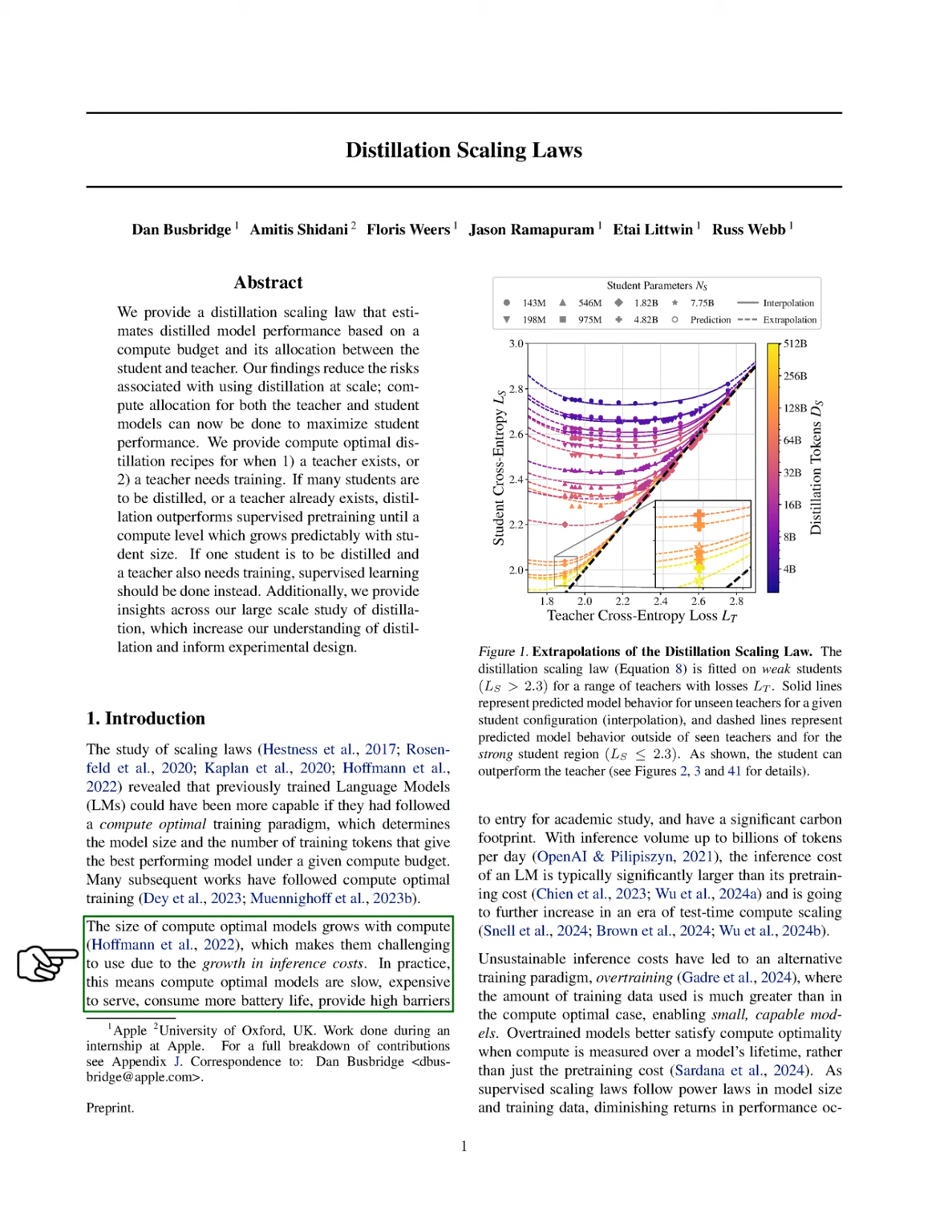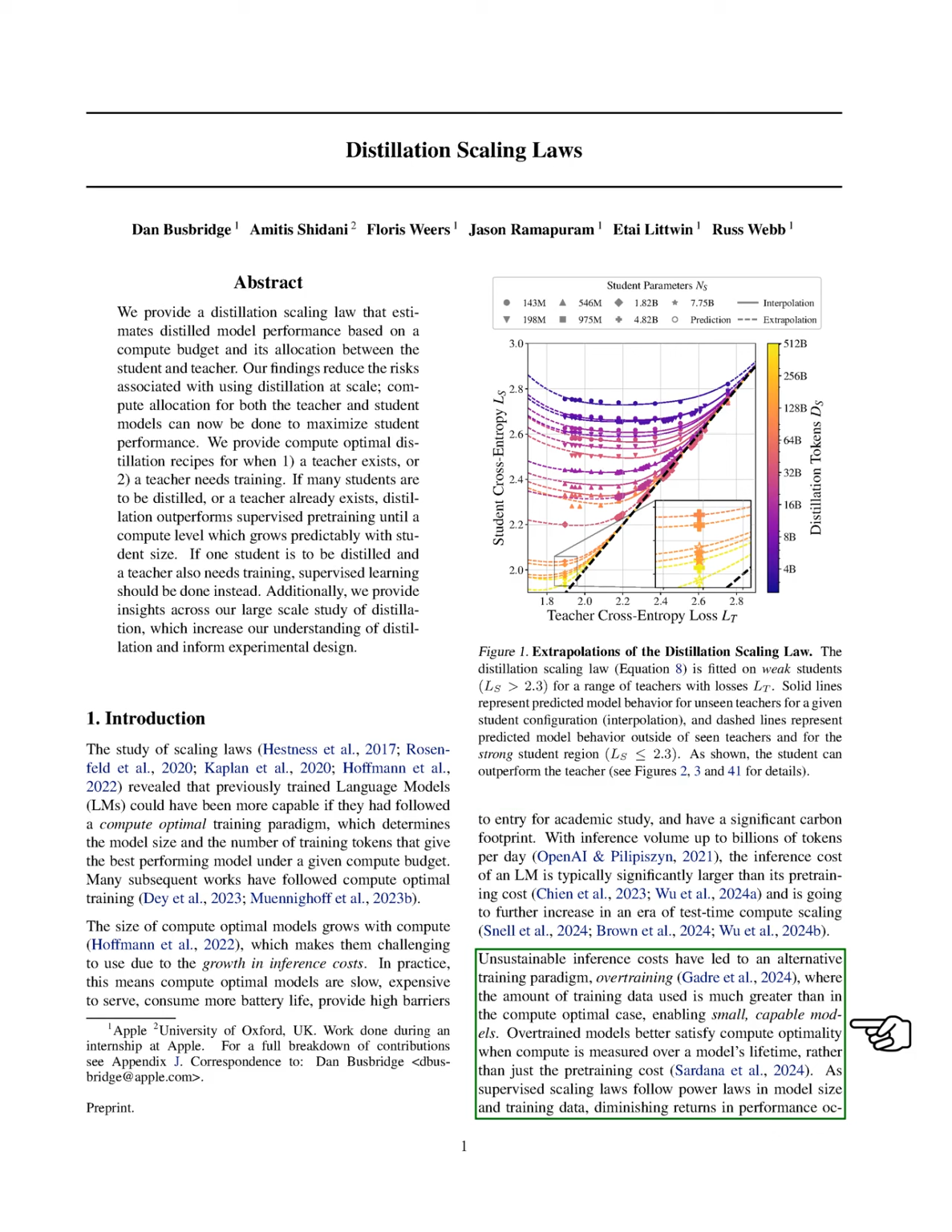However, as the size of these models increases with compute, they become harder to use due to rising inference costs. This results in slower performance, higher expenses, increased battery consumption, and a larger carbon footprint, making them less accessible for academic research. With inference volumes reaching billions of tokens daily, the cost of using a language model often surpasses its initial training expenses and is expected to rise further.